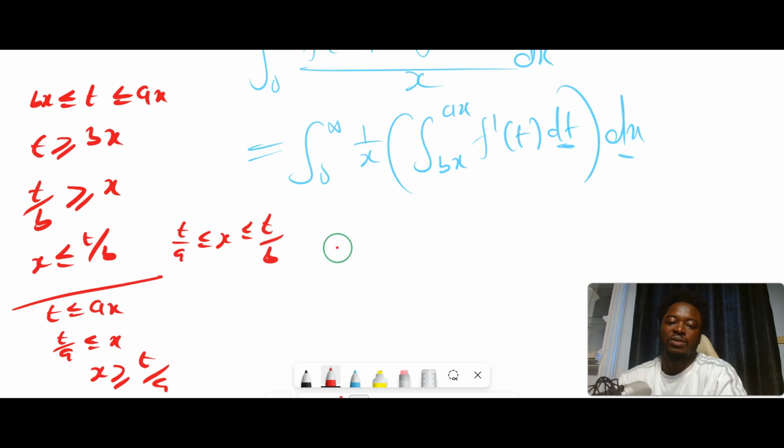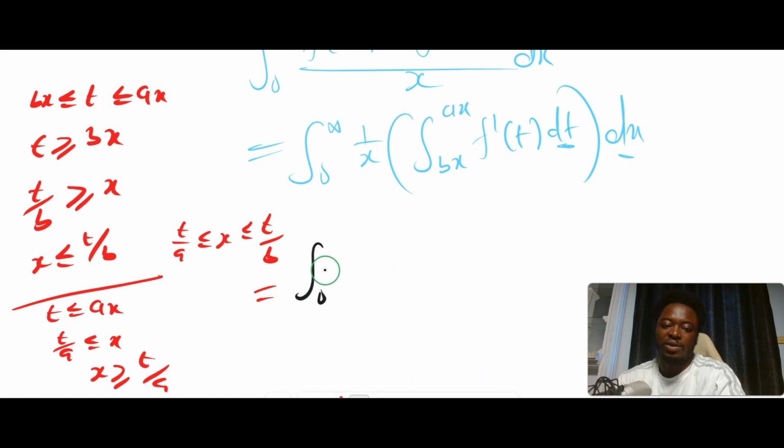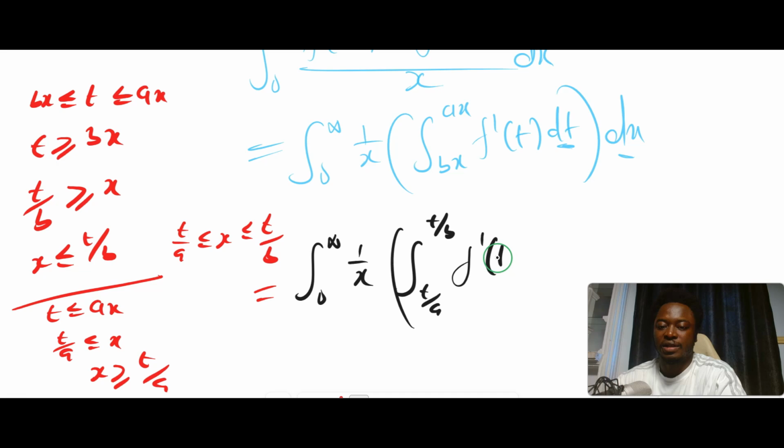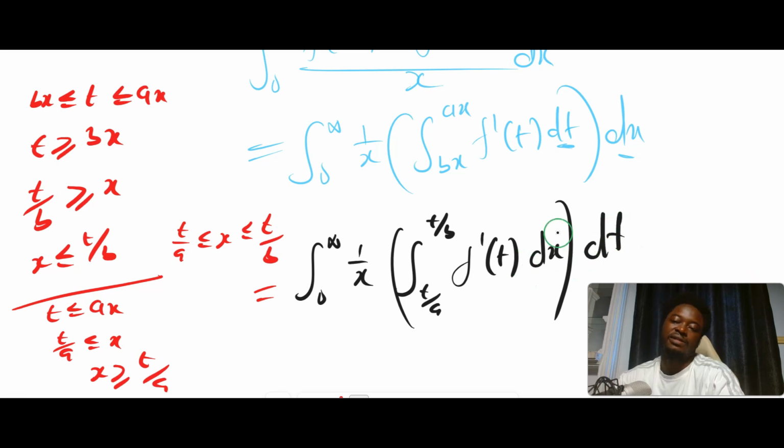So basically you have t over a less than or equal to x less than or equal to t divided by b, which means that this whole integral will then equal the integral from 0 to infinity of 1 over x. Then you will have the integral of, instead of bx we'll have t over a, and instead of ax we'll have t over b. And what we have done here, we're going to write f prime of t, then you would have dx and then dt. So we have successfully switched from dt to dx.